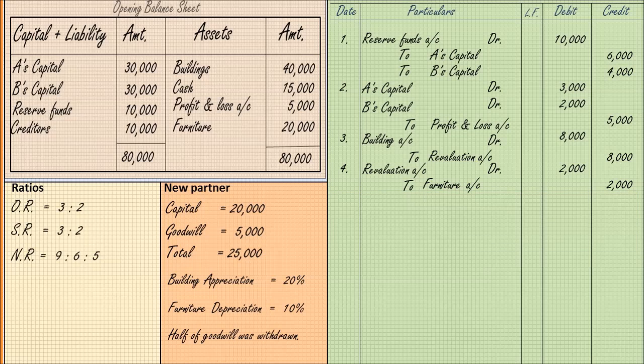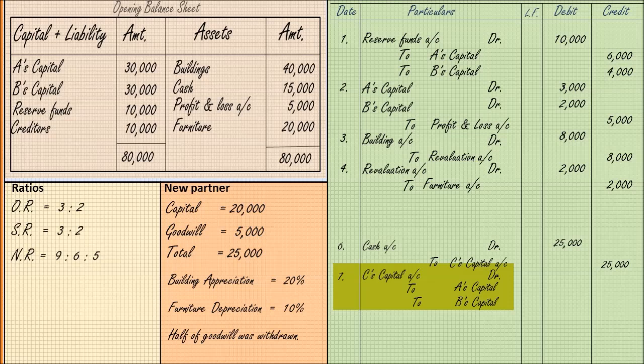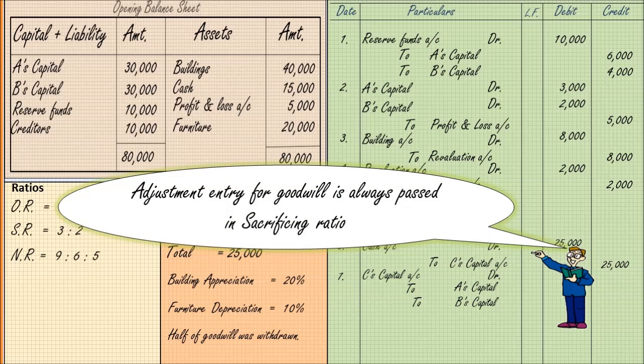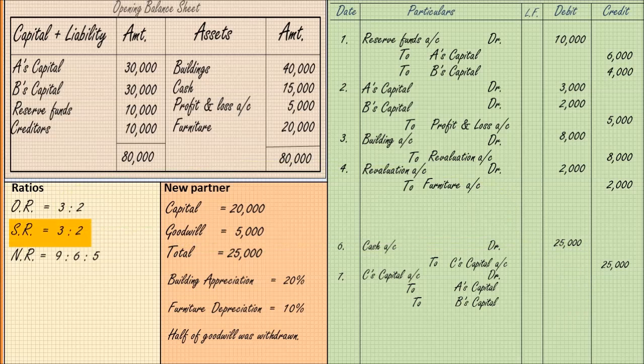Now C comes as a new partner and he brings 25,000 rupees. So the journal entry will be cash account debit to C's capital account rupees 25,000. Out of this 25,000, 5,000 is for goodwill. Goodwill money is brought by the new partner to compensate the sacrifice of old partners. So the adjustment entry for goodwill will be C's capital account debit to A's capital, to B's capital. And this adjustment entry for goodwill is always passed in sacrificing ratio. In this question, the sacrificing ratio is 3:2. So the amounts will be 5,000, 3,000 and 2,000.